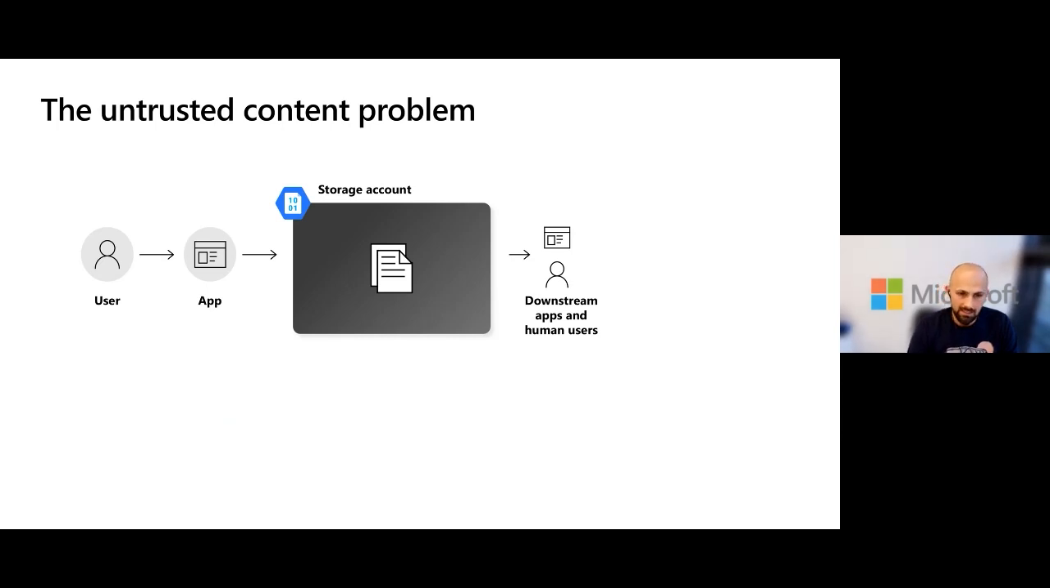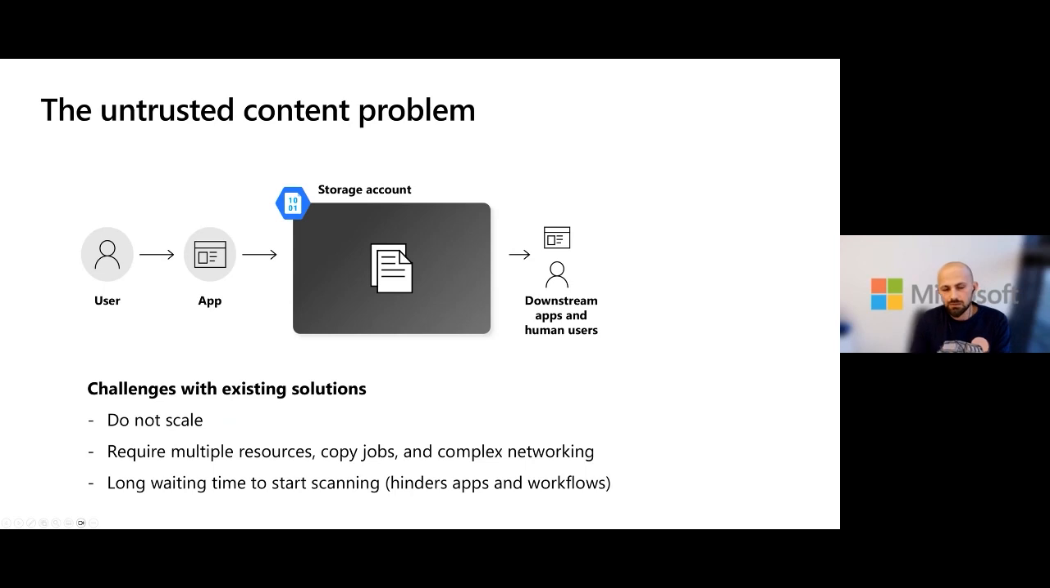And how do we usually see customers solve this problem? They put different proxies, VMs in place, and they need to manage and maintain them. And they need to wire everything together. And IT folks usually kind of hate it because it's not easy. And the problem is that these solutions do not scale. They require many resources, moving the data around, and complex networking, which is then translated to an even bigger attack surface with data flowing there that you need to protect. And in most cases, systems become bottlenecks, and there's a lot of load on them, and you need to wait a lot of time to even get the malware scanning started. And this hinders applications and workflows.